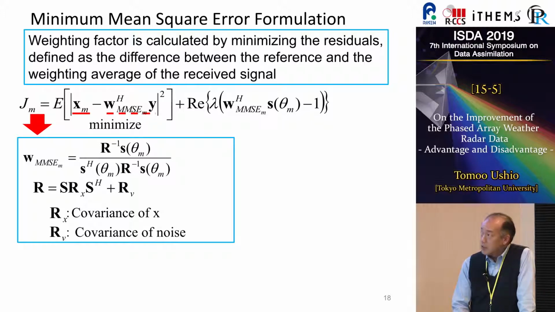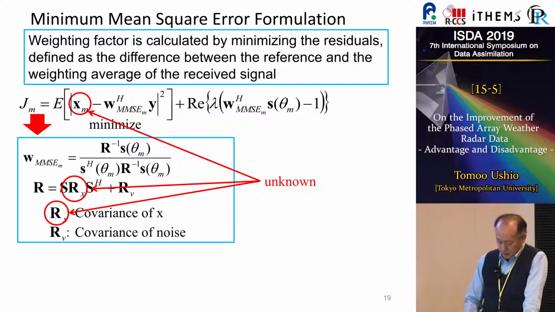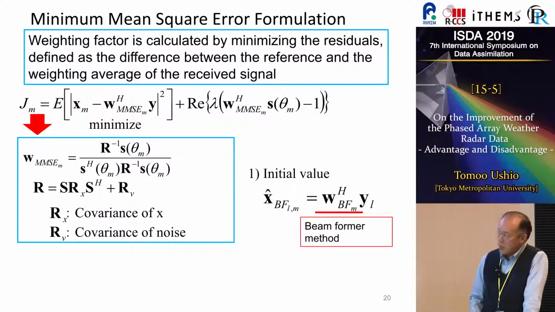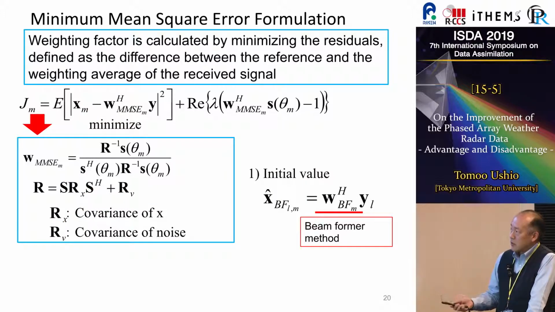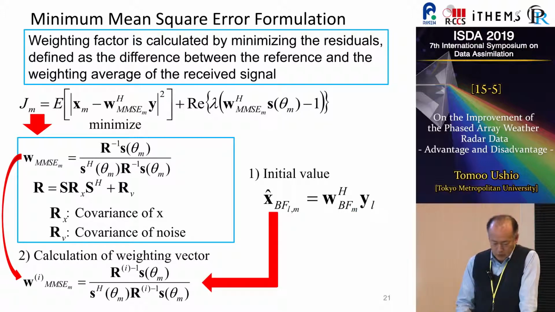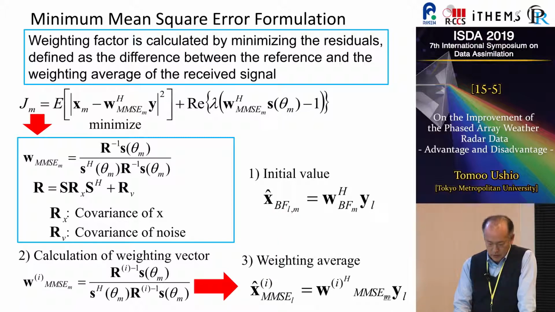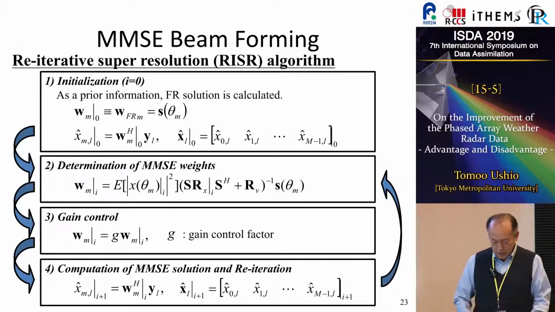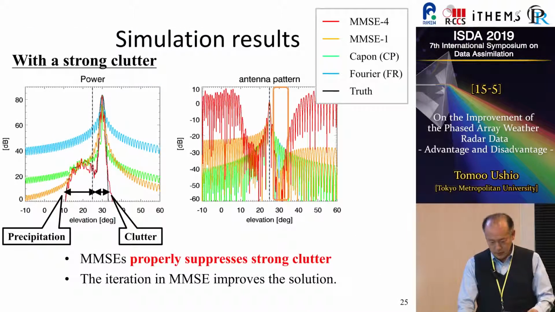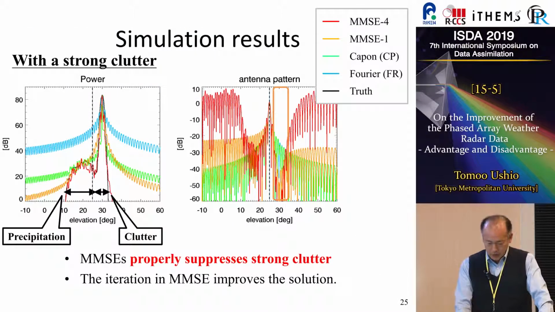However, we still have unknown parameters. In order to have the actual solutions, we input the initial value from the solution of the beamforming method. And then after that, we calculate the weighting factor like this. This process is repeated until we have a stable solution. This is the result of the numerical simulations.